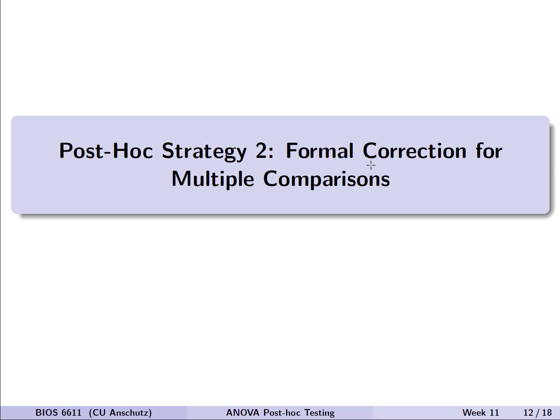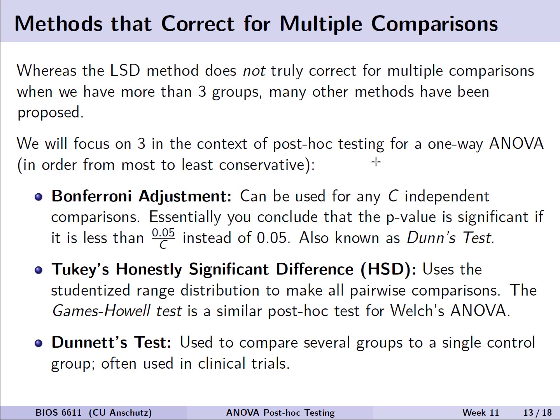So that strategy represents an approach that doesn't explicitly account for multiple comparisons in the methodology. We also have an entire set of approaches, though, that can account for multiple comparisons to varying degrees. We introduced some of these in our multiple comparisons lecture, but we're going to reintroduce a few here to focus on. So again, that LSD method doesn't truly correct for multiple comparisons if we have three or more groups. But we do have multiple methods that do account for it. And we'll focus on, again, three here today in order from most to least conservative.